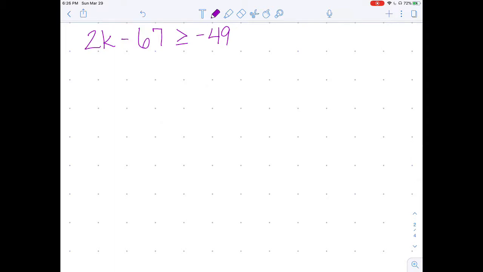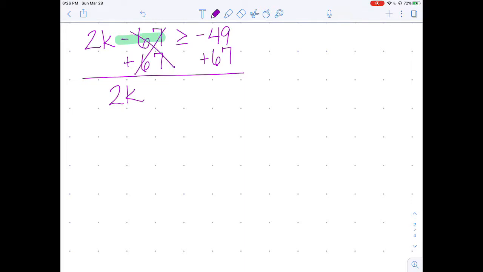Alright, 2k minus 67 is greater than or equal to negative 49. I want to get k by itself, so I work in reverse order. I'm going to look at this minus 67 first. The opposite would be to add 67. So we're going to add 67 to both sides. So now I've got 2k, this canceled out, is greater than or equal to negative 49 plus 67 leaves us with positive 18.